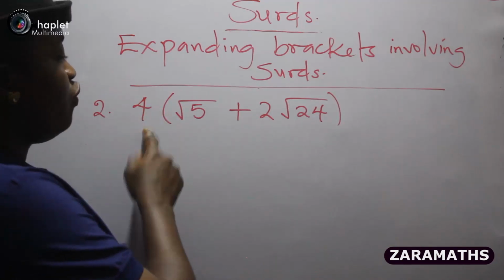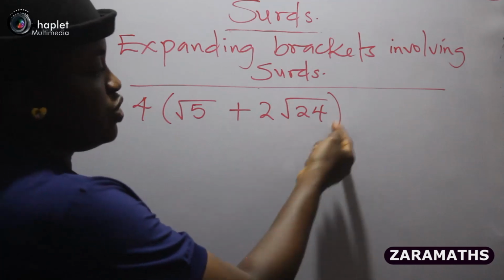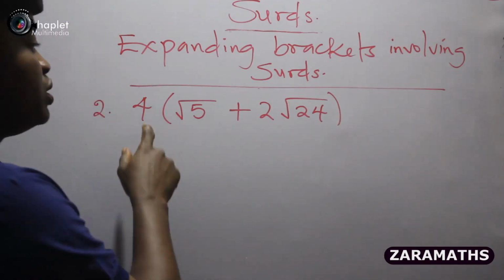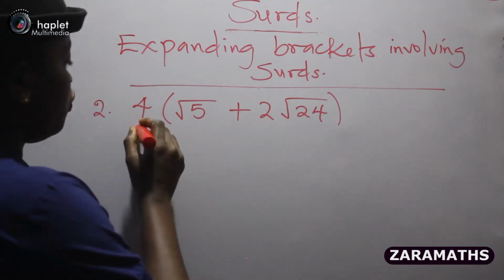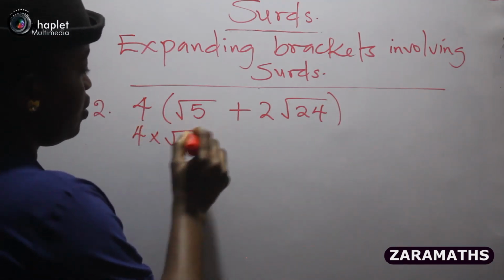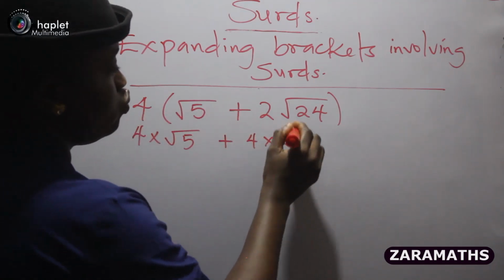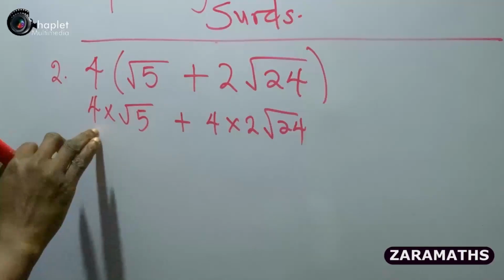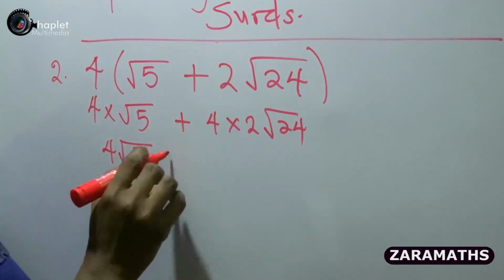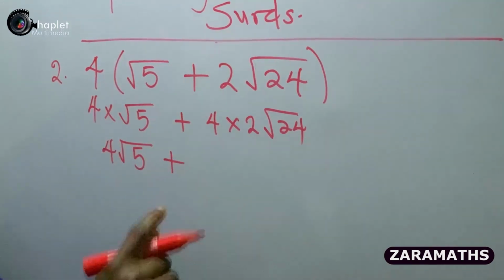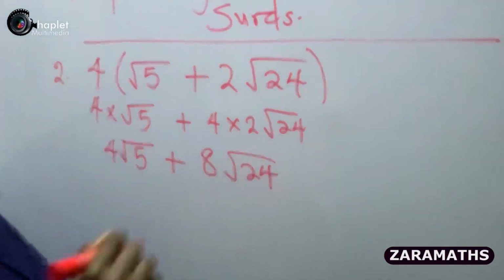Another example, 4 multiplying the whole of root 5 plus 2 root 24. In this case as well, you multiply out each variable in the bracket. So this becomes 4 times root 5 plus times plus 4 times 2 root 24. 4 times root 5 is 4 root 5 plus 4 times 2 is 8 root 24.